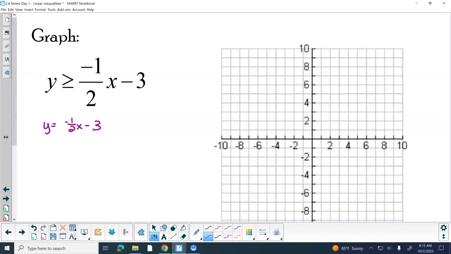We got negative slope, so when we get to the slope, we're going to go down and right, down and right. The y-intercept is -3, so from the origin, I'm going to go down 3. Then we're going to do down 1, right 2, down 1, right 2, and so on. What if I didn't want to go down and to the right? Up and to the left.